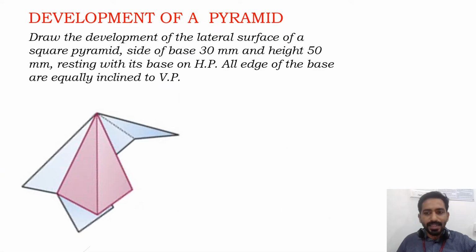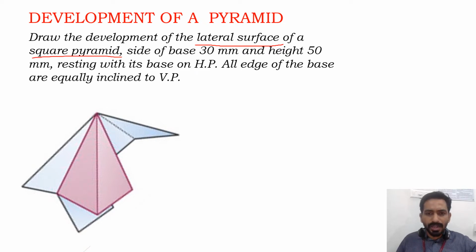Now we will see the development of a pyramid, which is something different from that of a prism or a cylinder. Draw the development of lateral surface of a square pyramid of side of base 30 mm and height 50 mm. Resting with its base on HP, all the edges of the base are equally inclined to VP. So you can see that development of the lateral surface of a square pyramid.